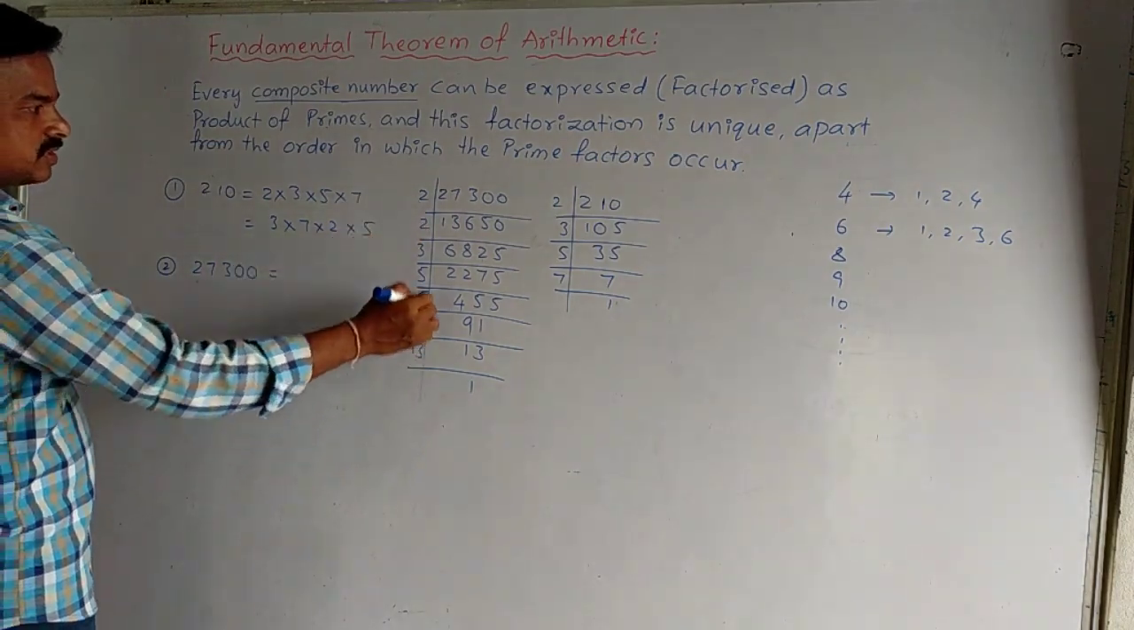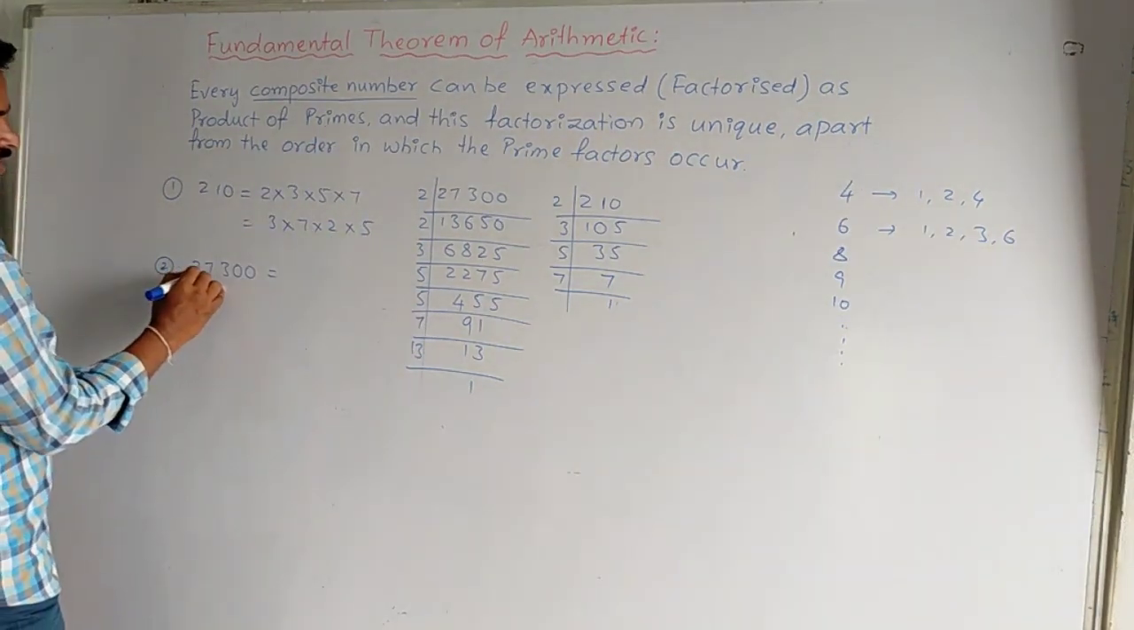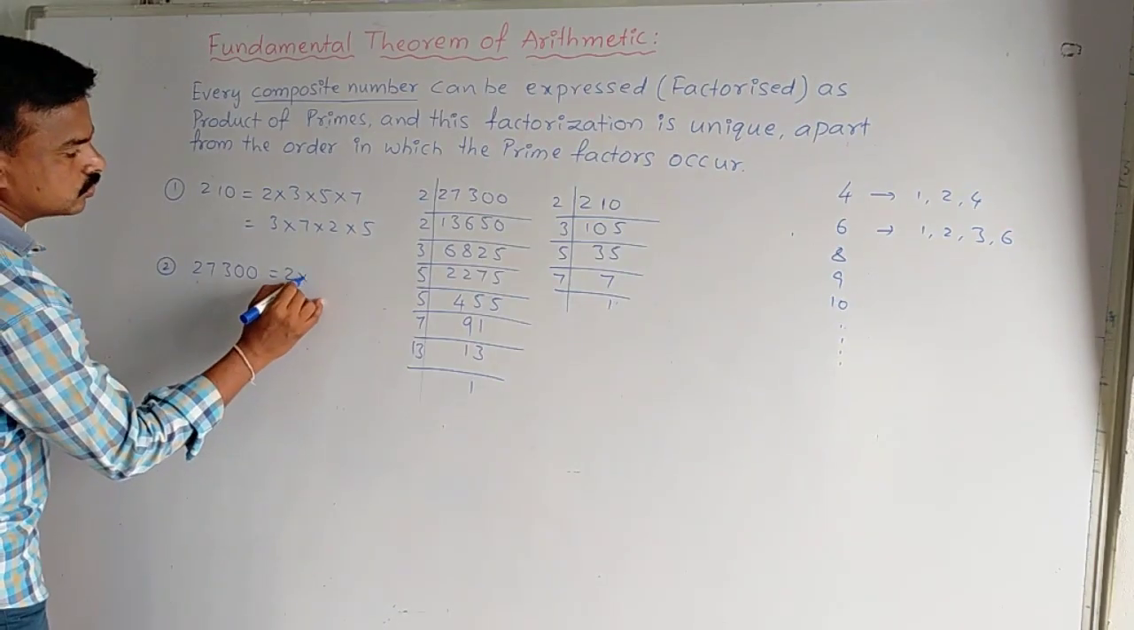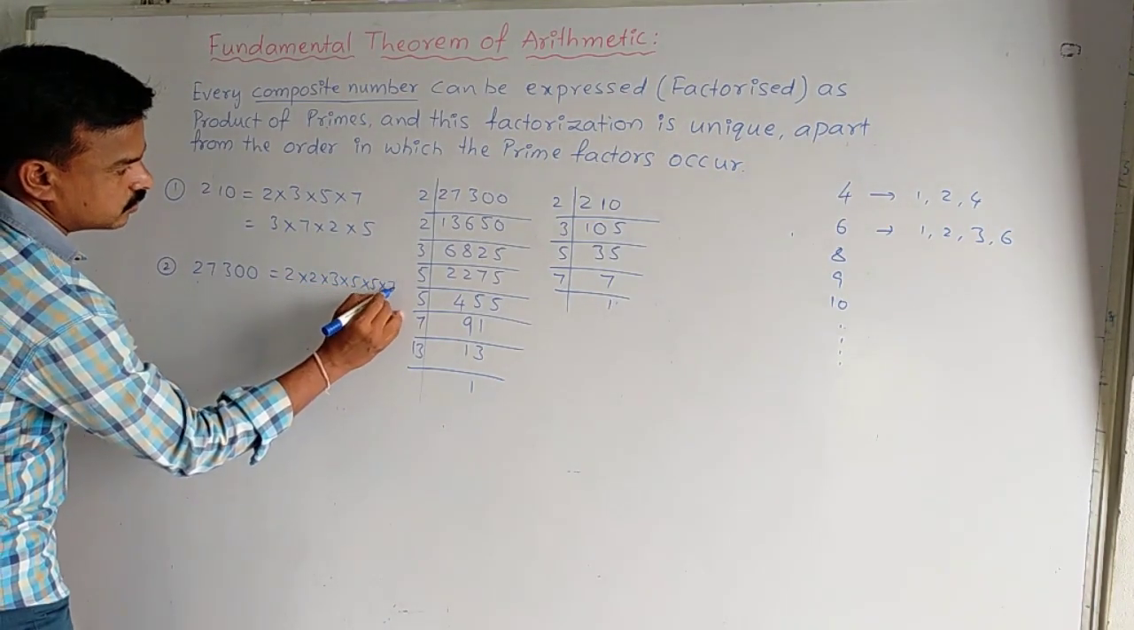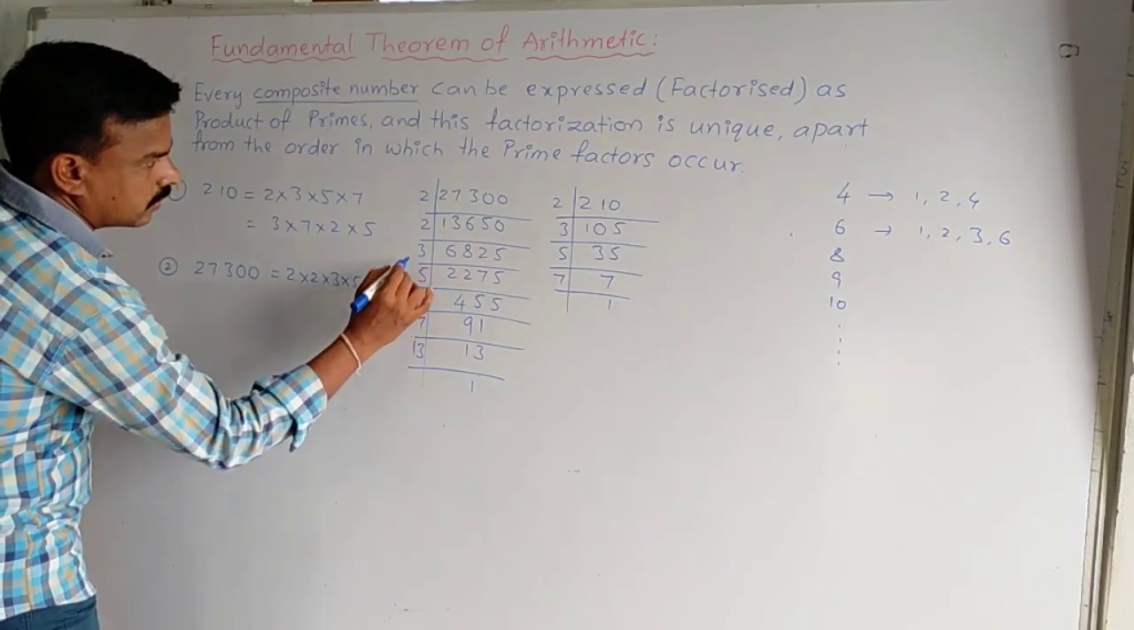So these are the prime numbers. So 27,300 is equal to 2 into 2 into 3 into 5 into 5 into 7 into 13. Okay.